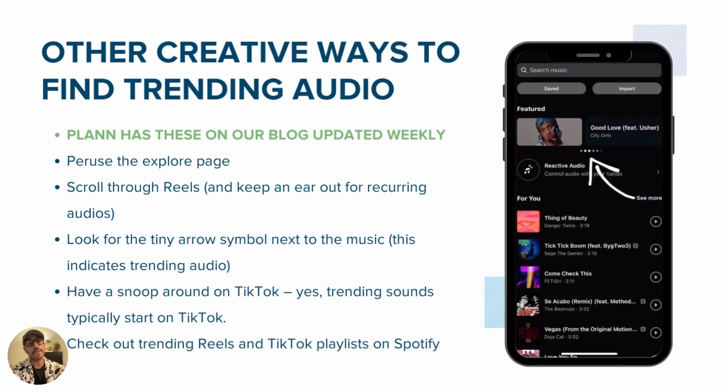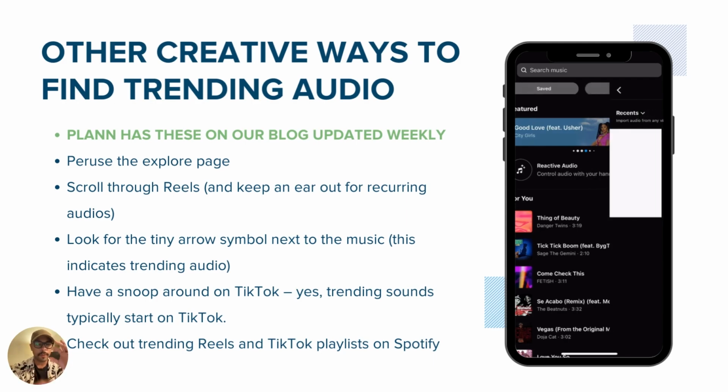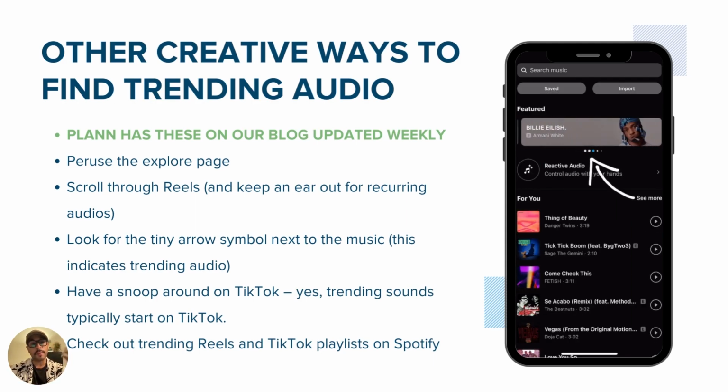Another few quick ways: peruse that Explore page. At the bottom of your home feed, you've got your navigation bar down there. You can click that little magnifying glass. Click that little magnifying glass and you'll be able to see tons of other users within your niche or things that might inspire you, and you can find some really good audios in that section. Again, we talked about finding that tiny arrow to the left of your scrolling audio clip. That's going to be super helpful.